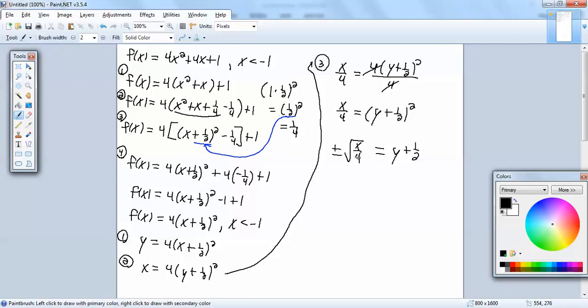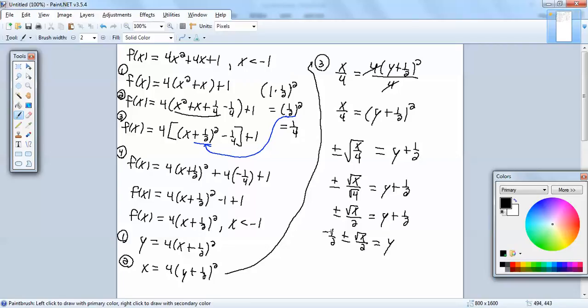Well, we can't have a fraction inside of a square root, even though they allowed it in the last problem. They might in this one too. So I'll split this up. I'll put a square root on top, a square root around the bottom. So then we got plus or minus square root of x, and square root of 4 is 2, equals y plus 1/2. Now take the 1/2 over, it becomes a negative 1/2, plus or minus square root of x over 2 equals y.